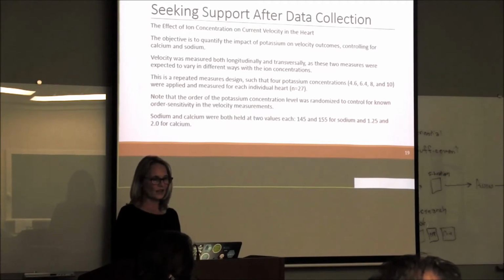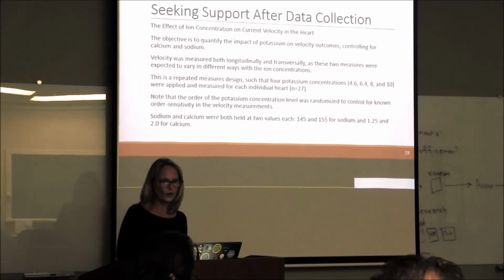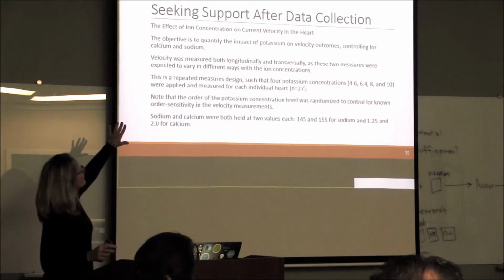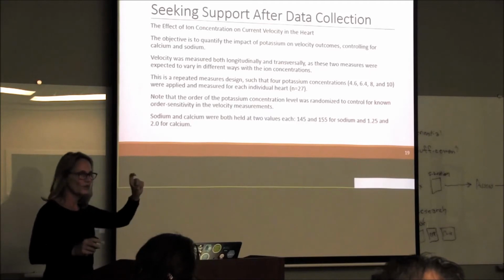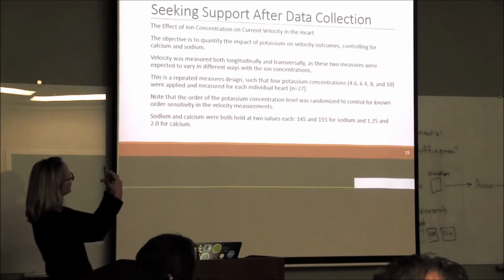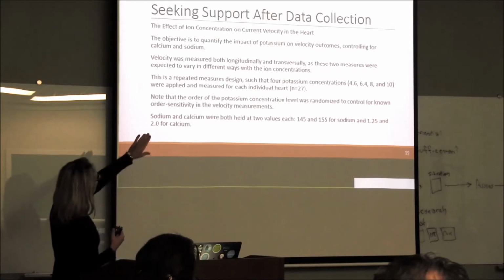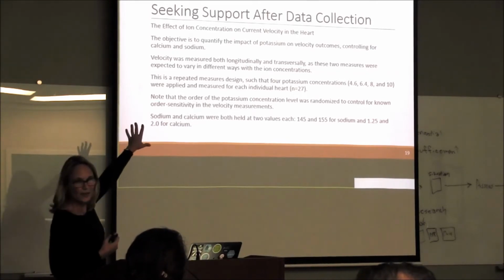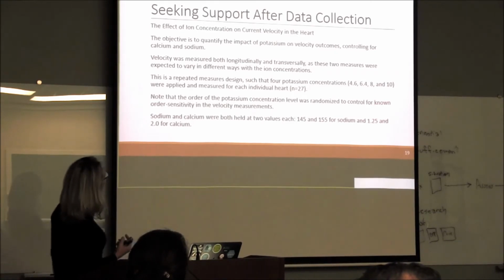The investigators are looking to quantify the impact of potassium on velocity outcomes, controlling for calcium and sodium. Velocity was measured in two ways, longitudinally and transversely. The unit of measure was heart. These measures were taken on 27 individual animal hearts. I'm going to ask about what type of variables these are. Velocity is our dependent variable, two dependent variables. In this talk, I'm going to focus on one, just for simplicity.